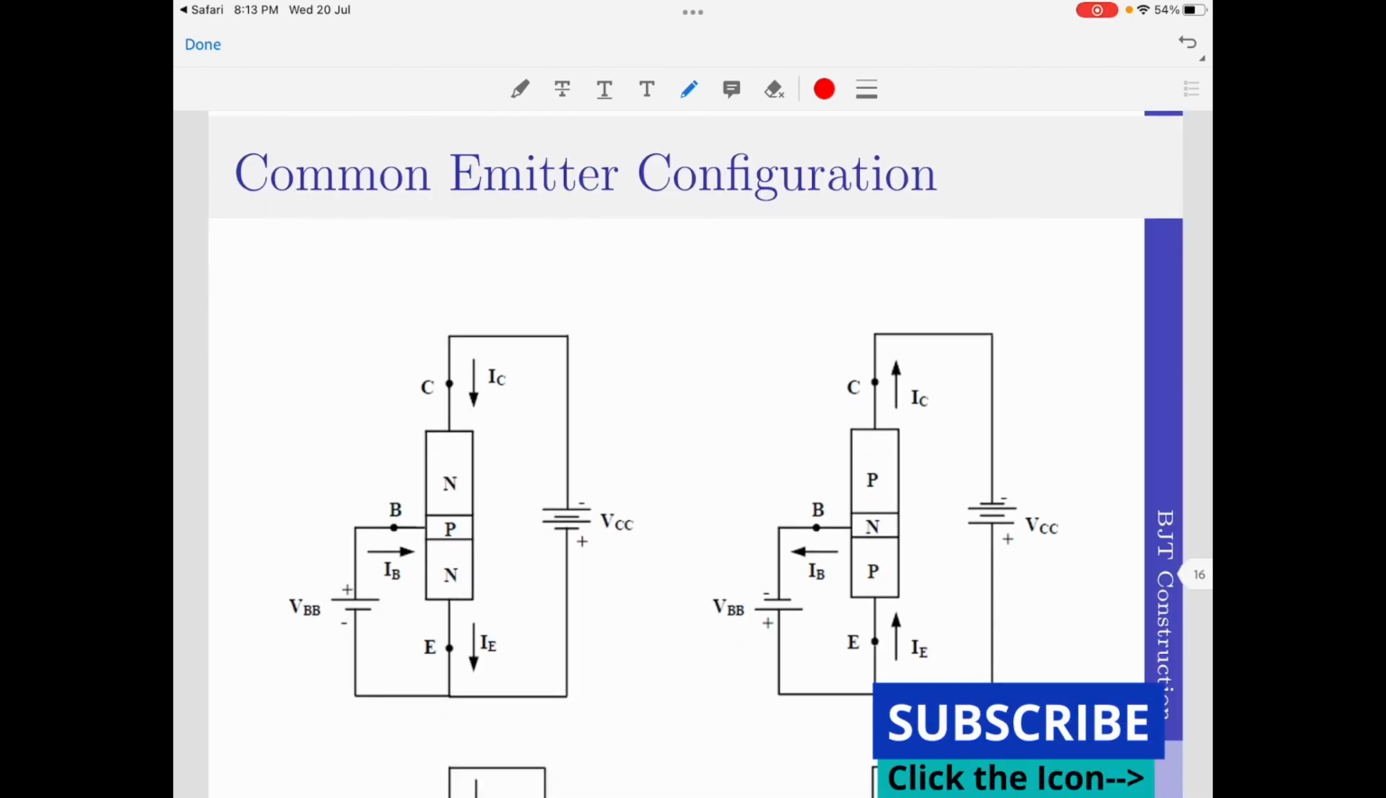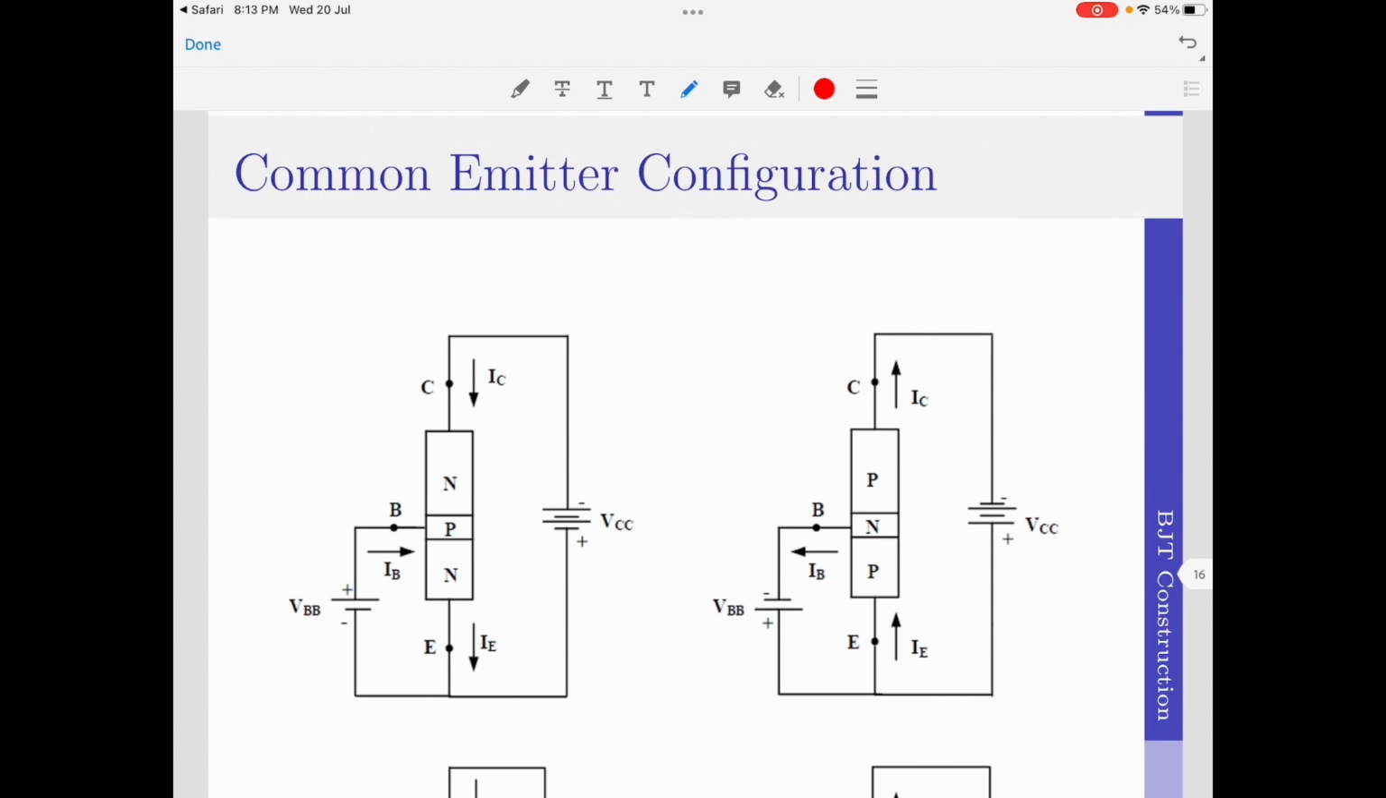Let us now move on to the common emitter configuration. Please note this is one of the most commonly used configurations. What is common emitter configuration? It is a configuration in which the emitter terminal is taken as a common terminal and voltages are applied across the other two terminals. So you can see the emitter terminal here is common to both the base as well as the collector terminal. And let us say now I want to operate the transistor as previously in the active region.